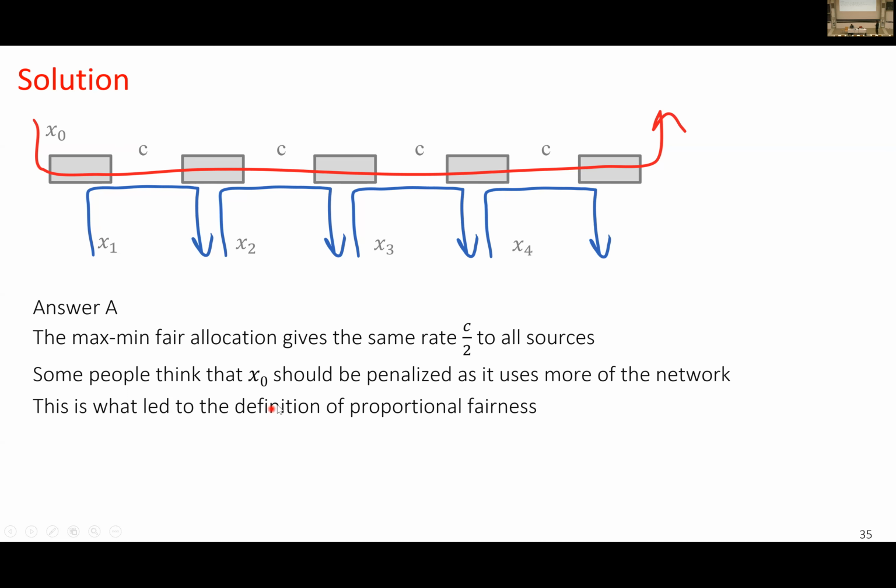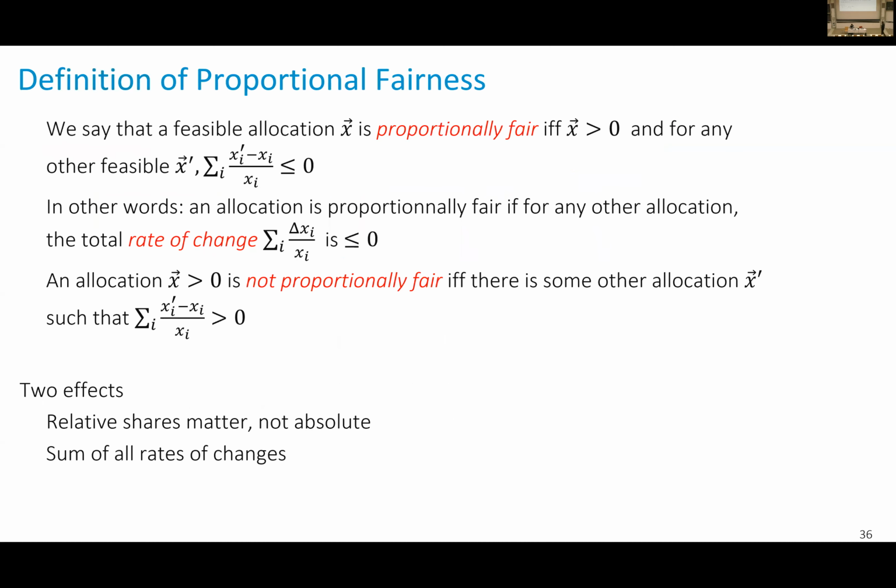This leads to another definition of fairness. So the bad news about fairness is that there are multiple definitions, but those two, proportional and max-min, are really the two essential definitions. So let's see what is proportional fairness. It's a bit more complicated to explain, but not so much.